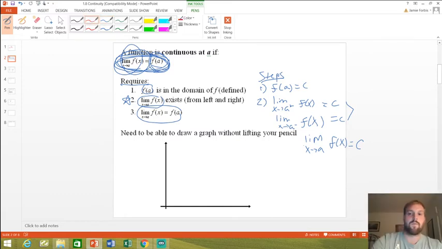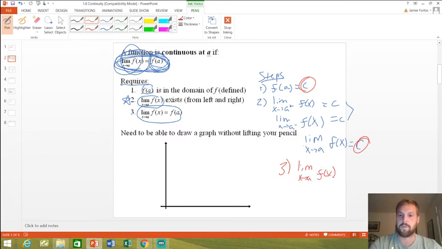So in order to figure out two, again, you have to show the left and right are the same. Then, if what you found in one matches up with what you found in two, the conclusive statement to prove continuity you can finally state is that it's continuous because the limit as x approaches a of f of x, what I found in number two, is equal to what I found in number one.